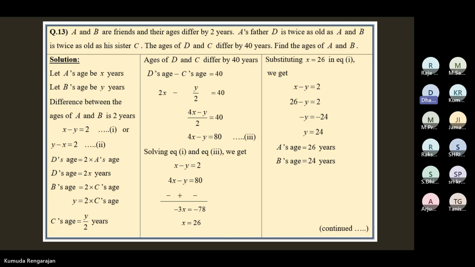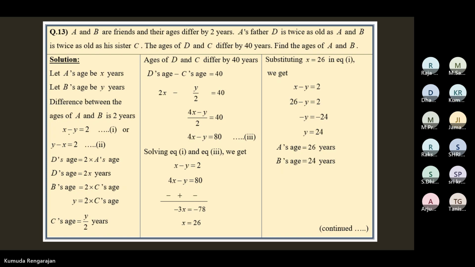Ma'am, because the equation is formed from the same situation or the same problem. Very good. That was Danya, right? Yes, ma'am. Yeah. See, this is what I said. When you construct the equations from the same information, you should not solve them.